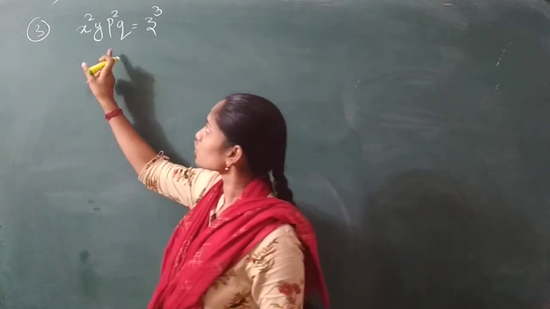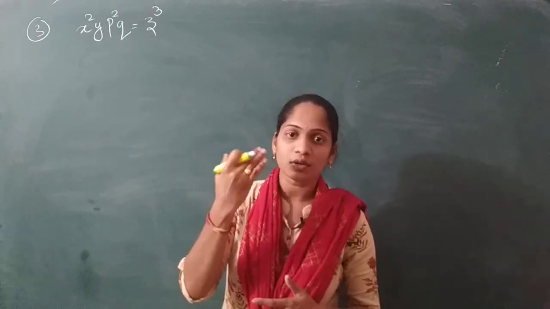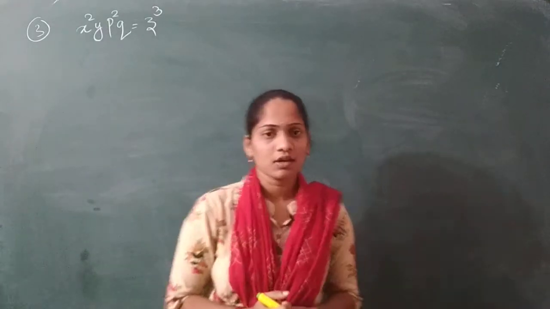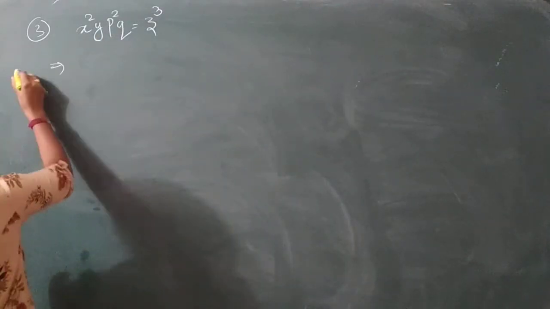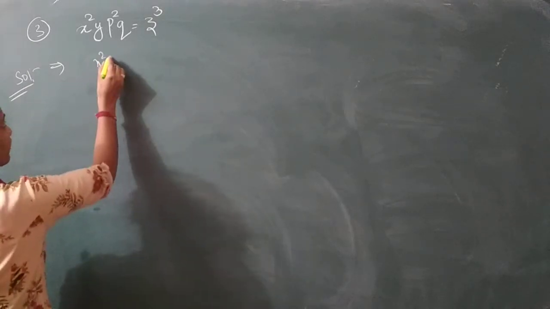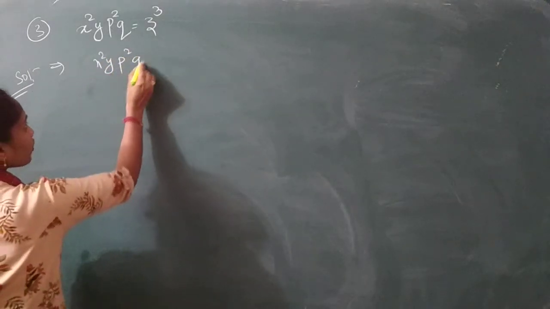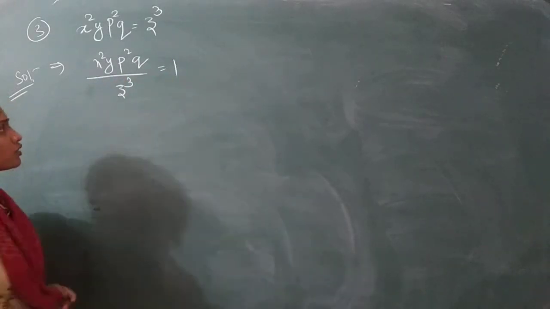So look, when the function is given like this, how to convert it into the standard form 1. Let's see. First you have to bring all the terms to the LHS. Let's see the solution. What happens? x square y p square q by z cube is equal to 1. So this is the question.